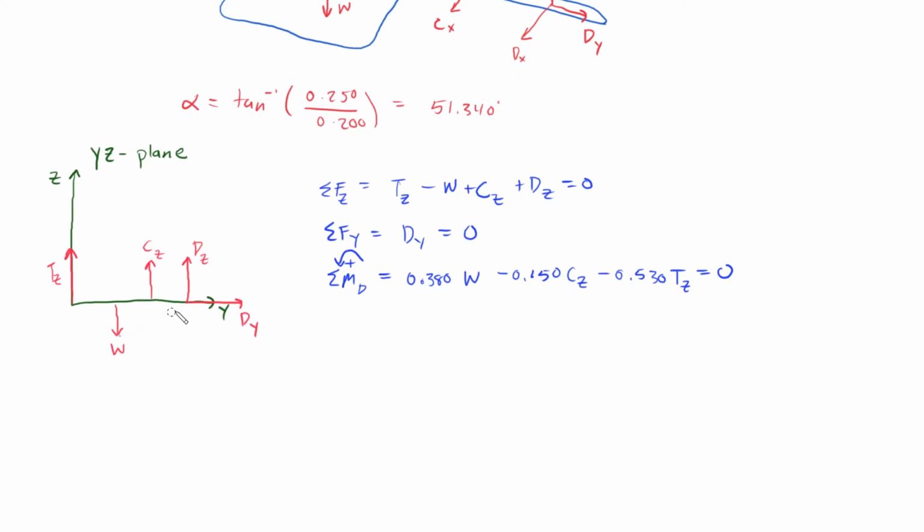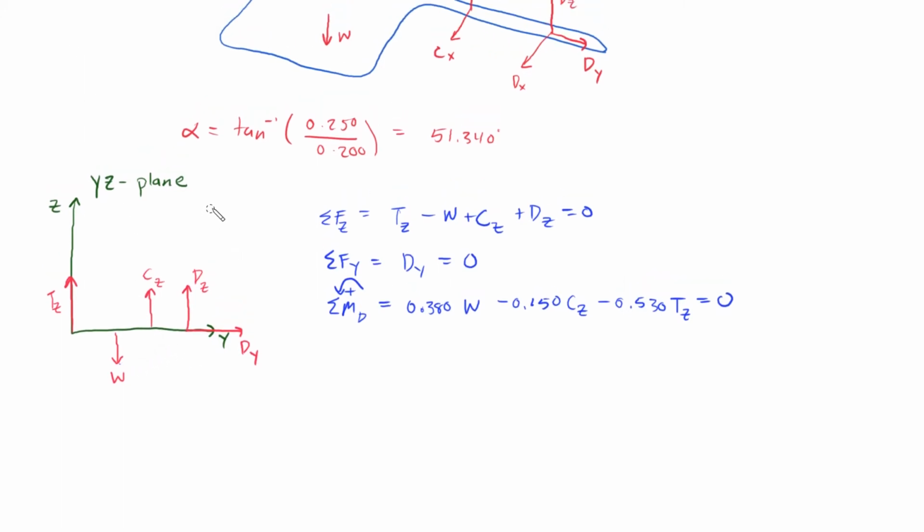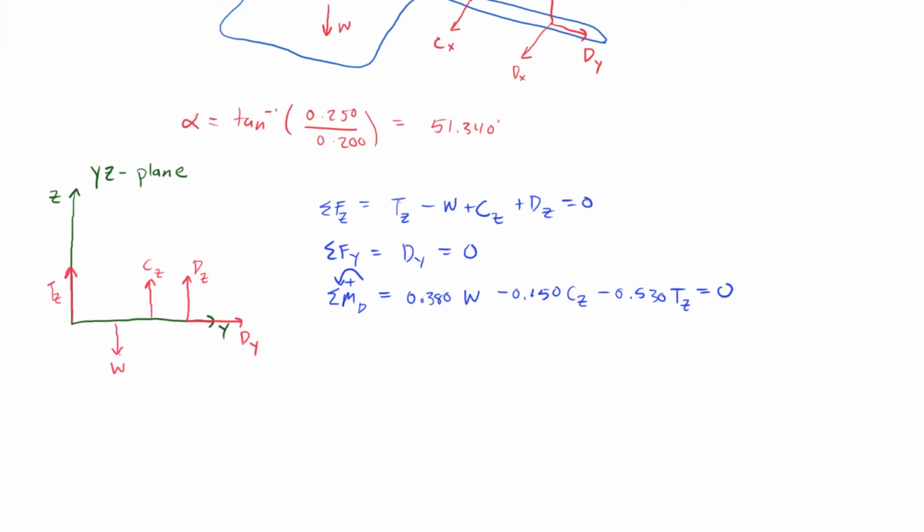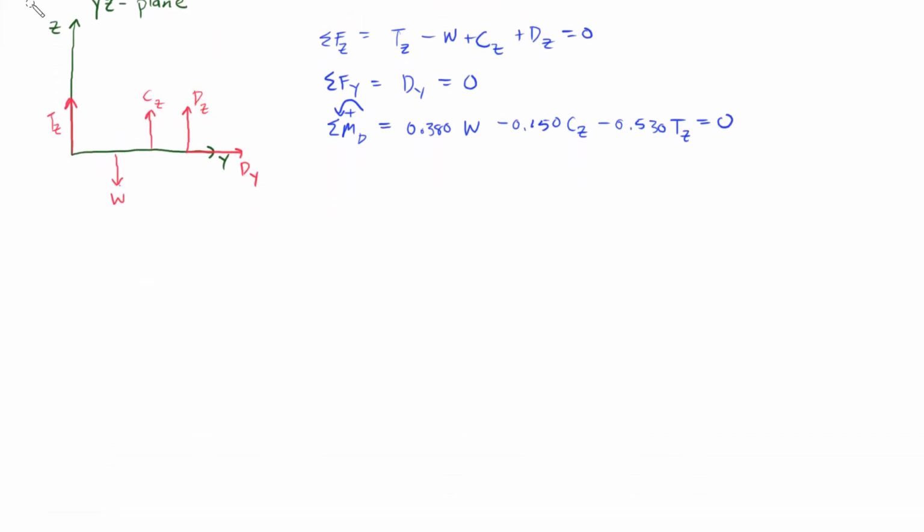Now we're going to repeat the process for the 3 remaining planes. The next plane we're going to do is the XY plane. The XY plane is going to look something like this. Let me make a darker green.